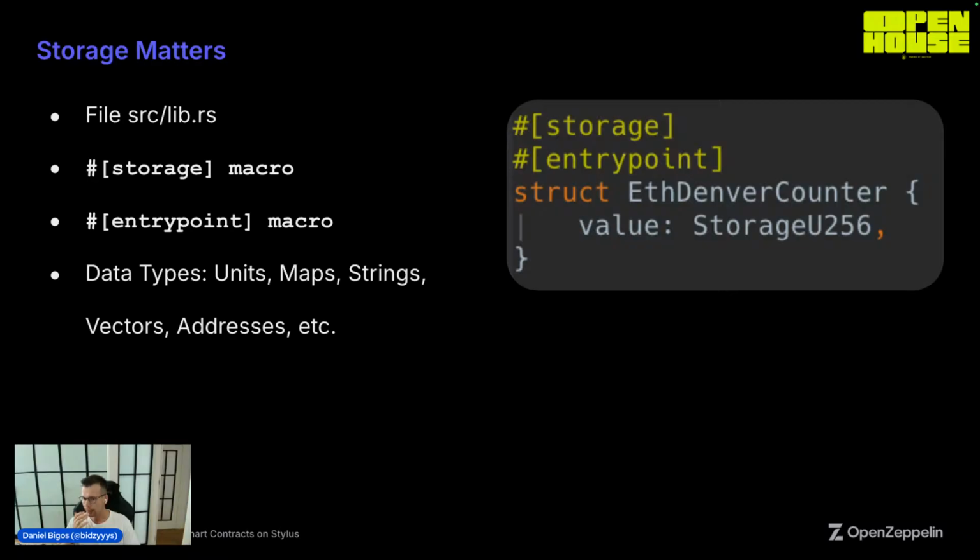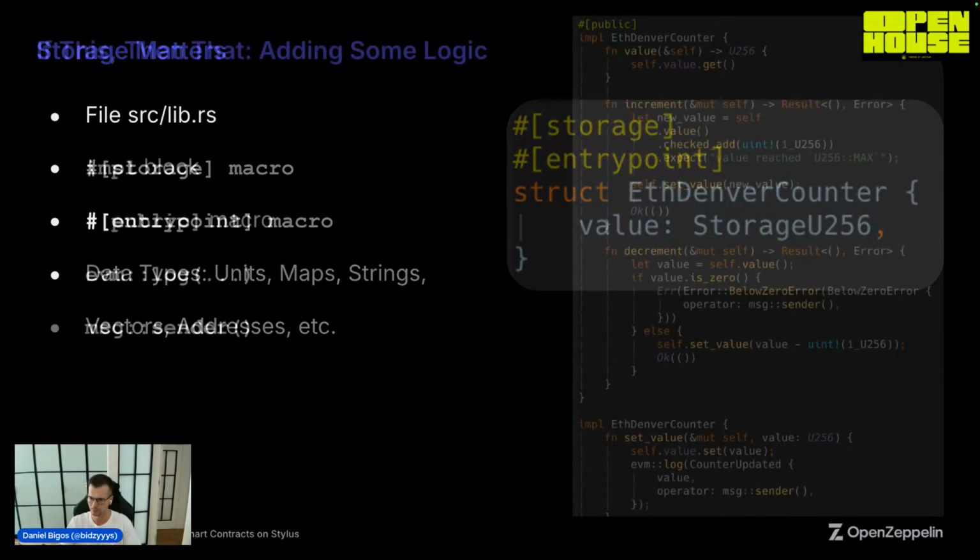Once defining our storage for the smart contract, we can use any data types that we know from Solidity. Everything is available thanks to the Alloy primitives Rust library, and we can use any data type that we know, like storage, like unsigned integers, like addresses, like maps, strings, vectors, anything that comes to your mind.